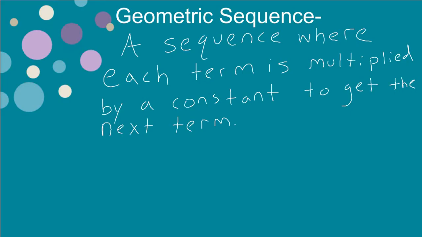In general, we're going to call this constant R, and the reason for that is because we're multiplying the same thing each time. So if I wanted to figure out what that constant is, I can divide two of my terms in order to find it. So they call it the common ratio. So that's why it's R.